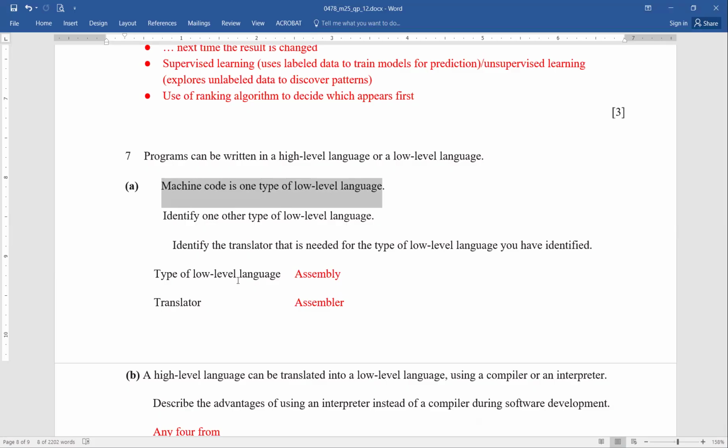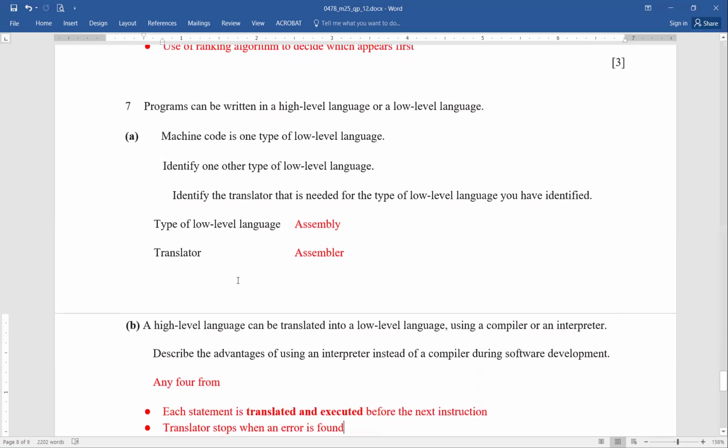Okay, part B. A high-level language can be translated into a low-level language using a compiler or an interpreter. Describe the advantage of using an interpreter instead of a compiler during software development. Now be clear, during software development, what are the advantages? Why should we prefer to use an interpreter rather than a compiler? So it's a 4-mark question.